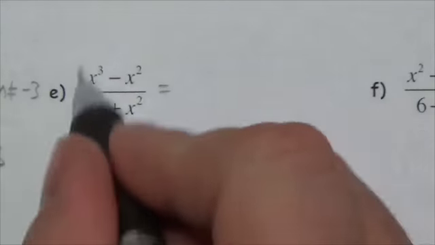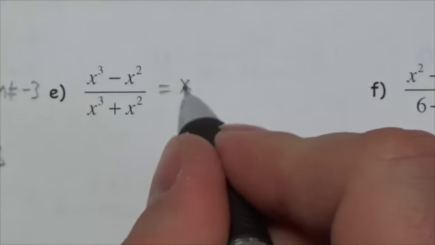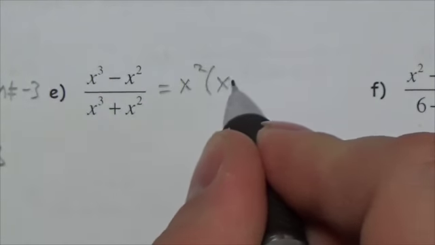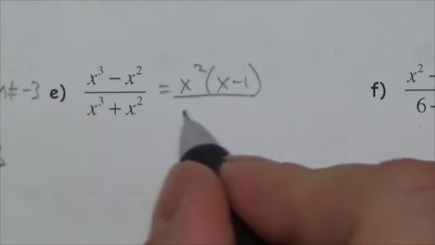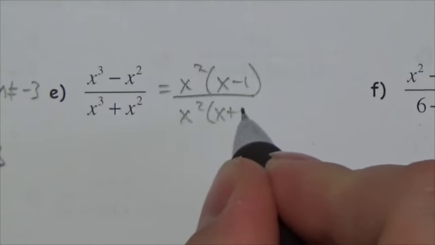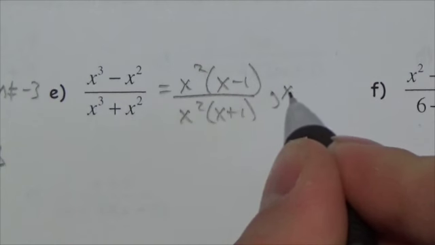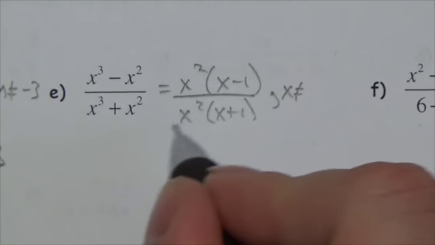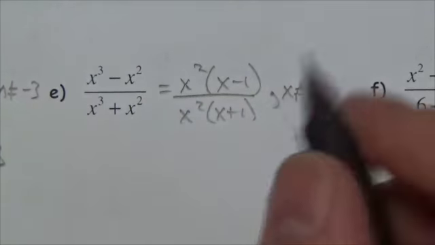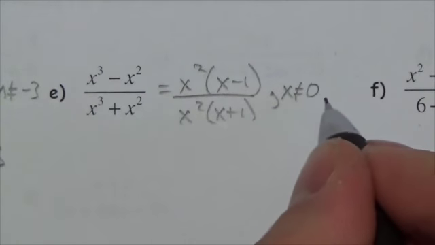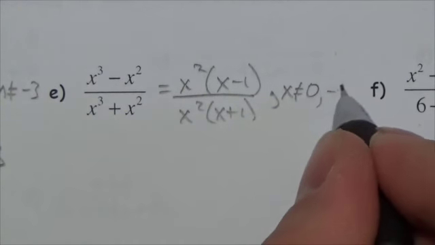All right. In the numerator here, I've got a common x squared, and that's going to leave me with x minus 1. Down here, I've got a common x squared, and that'll leave me with x plus 1. Now, my non-permissibles here are that x cannot equal, well, when x squared shows up all by its lonesome here, that implies the 0 here. And right here, that means x can't equal negative 1.